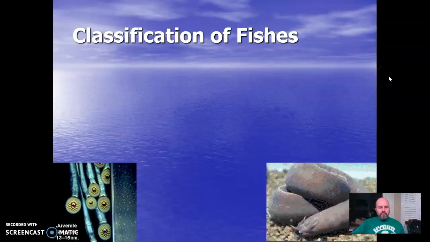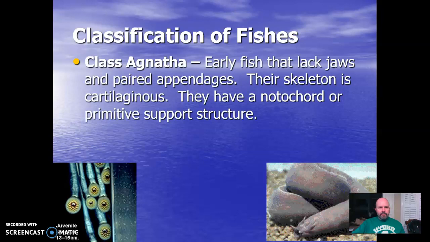So now we get into modern fish. The first group of fish we're going to look at is the Agnathan. The A at the beginning means without, and Gnatha refers to the fact that it had no jaw, so without a jaw. Also did not have paired appendages, so there's no paired fins like we see in a lot of modern fish where they have pectoral fins or pelvic fins.